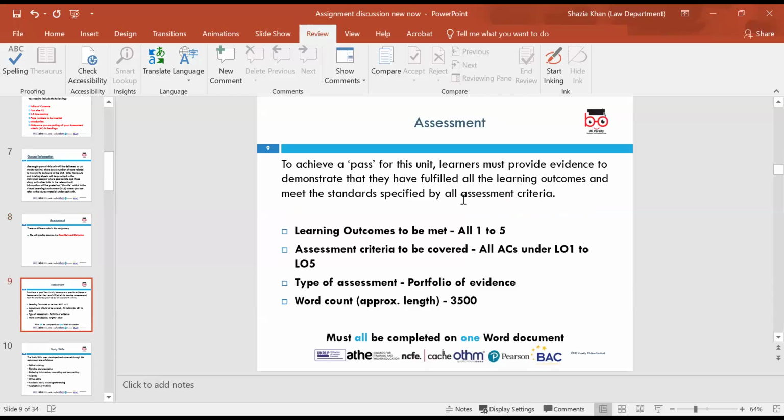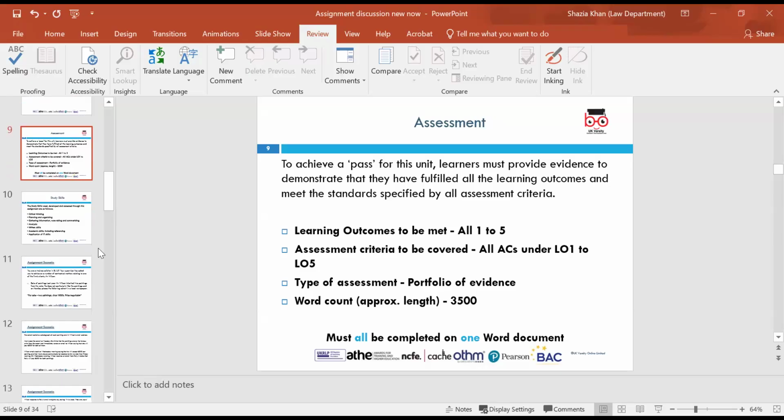So the assessment is you would get a pass for the unit. All the learning outcomes need to be met from learning outcome 1 to 5. The assignment must be in a Word document, and it's 3,500 words. It must be one document of Word. It must not be so many documents. So do your assignment in one document.